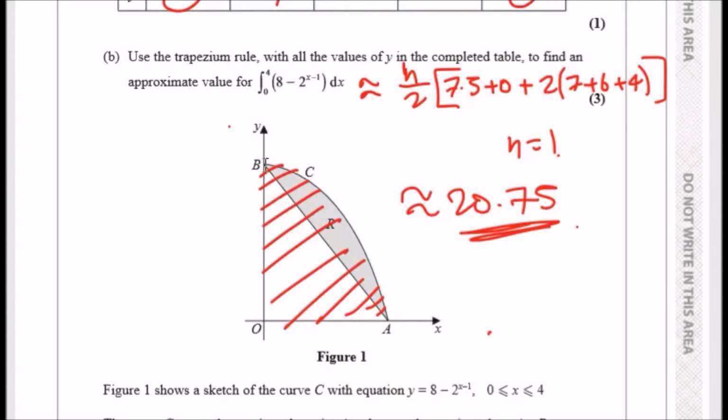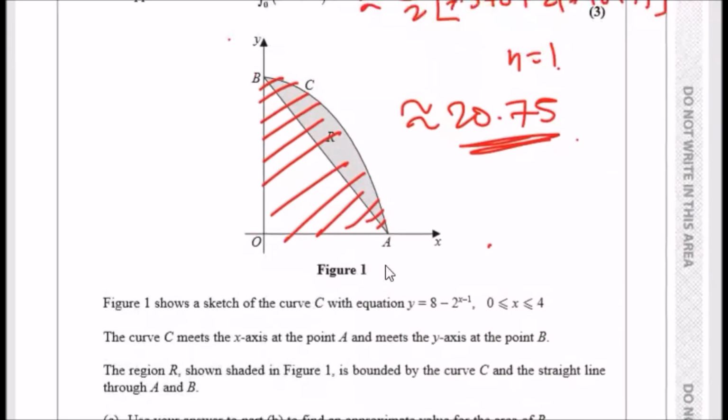If you want to find just this little region, we just have to realize that firstly there's a straight line here, and this one kind of looks like a right angle triangle, the white region. If you integrate this, we already did, we got about 20.75 using the trapezium rule. All we need to do is find the area of this triangle and subtract it from this bit to get the region R. Now, how do we do it?